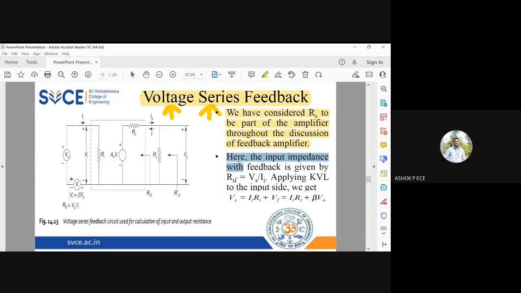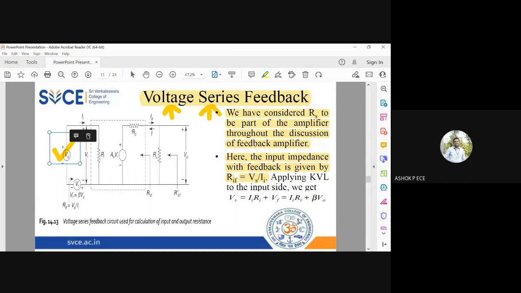So we are going to find RIF, and RIF is going to be Vs by Ii. See, Ri is Vi by Ii. I have told this many times in the beginning itself: when you consider feedback, when you consider all parameters with feedback, you have to consider the source. So Ri means Vi by Ii, and RIF means I have to consider Vs by Ii because of the external source. What input resistance am I getting with feedback?